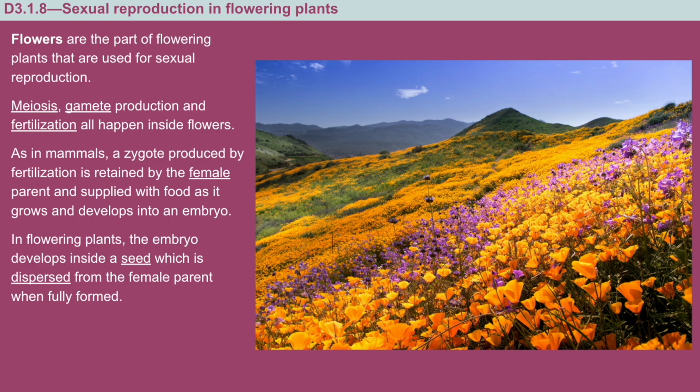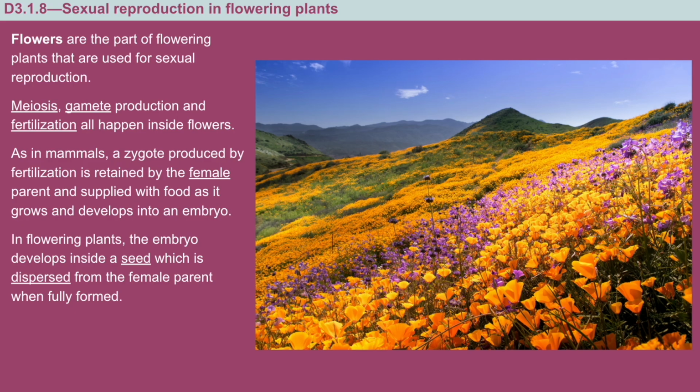Now, flowers are the part of flowering plants that are used for sexual reproduction. Meiosis, gamete production, fertilization all happen inside flowers. In mammals, the zygote produced by fertilization is retained by the female parent. It's supplied with food as it grows and develops into an embryo.